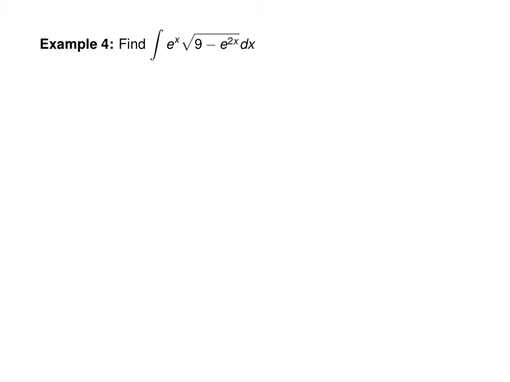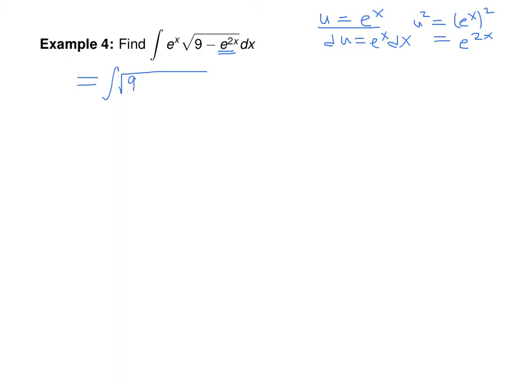Now next example with e to the x's, let's just start out by making a u substitution so that we don't have to think about it being e to the x and think about it as being u squared. So the first thing to notice is that e to the 2x, if I let u equal e to the x, then u squared is e to the x quantity squared, which is actually e to the 2x. Alright, now if I let u equal e to the x, du is e to the x dx. So this becomes the integral of root 9 minus u squared du.